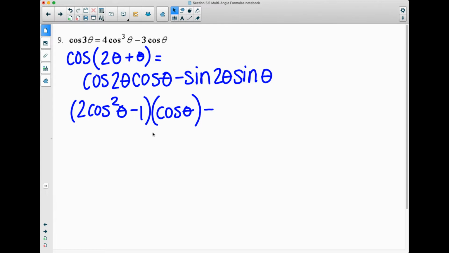Nice. So then I can change sine 2 theta to 2 cosine theta sine theta, but it's still being multiplied to that other sine theta.